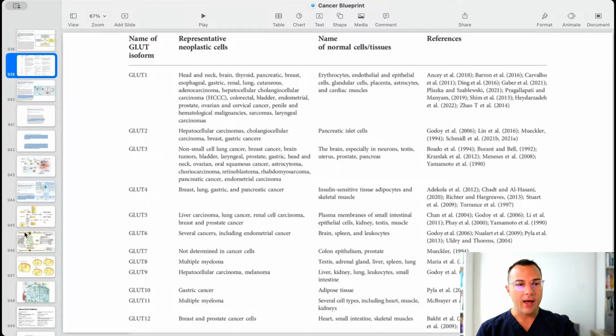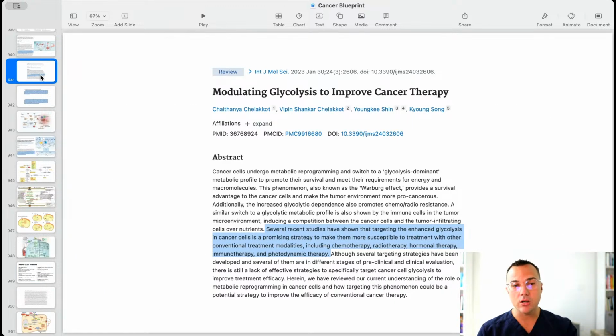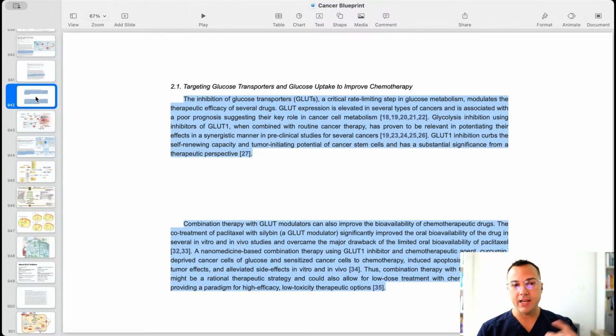So therefore, I may want to look at this diagram, for example, and say, okay, GLUT1 is affected by this, this, and this, and GLUT4 is affected by this, this, and this. And that's what we're going to be looking at in the next video, or in the next episode of Cancer and Metabolic Disease.